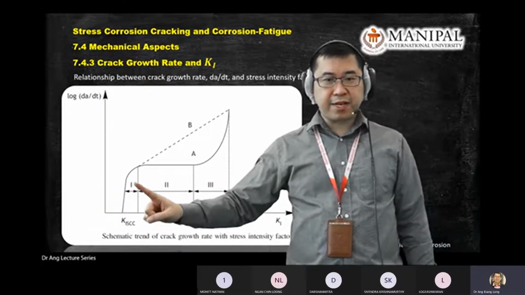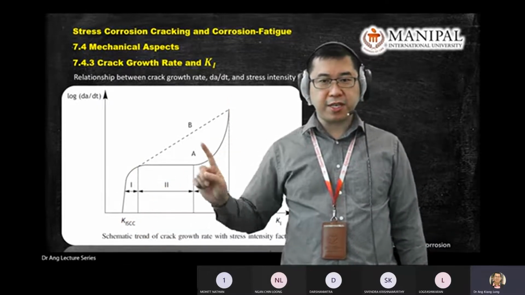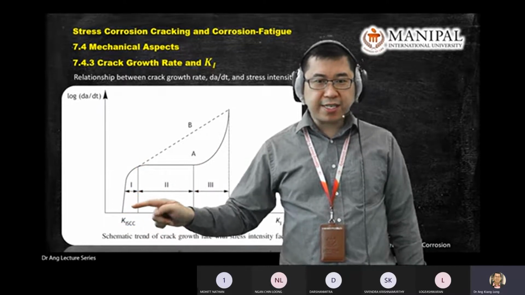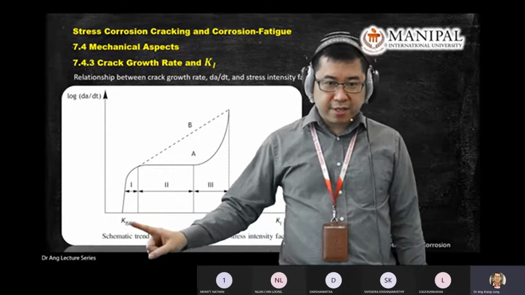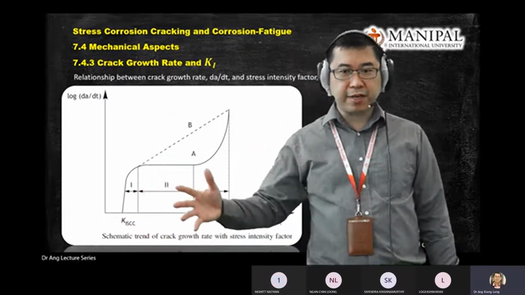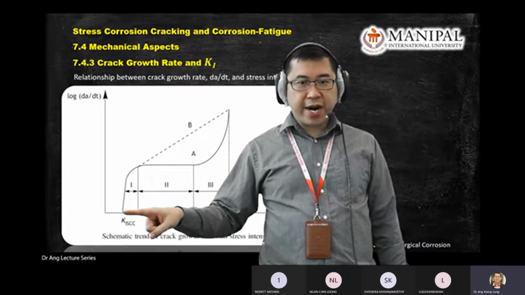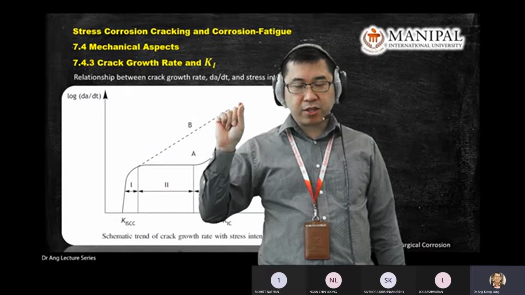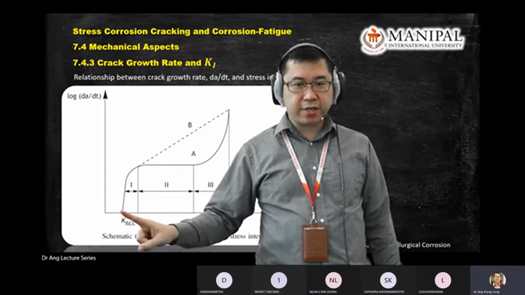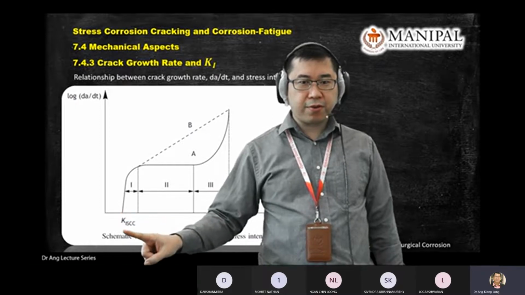Then from the graph itself, this shape will be changing. But as long as the crack starts on the graph, the first point on the graph will be Ki SCC, because this one we study about SCC, right? So as long as the crack starts to move, the crack starts to happen, the value of Ki SCC is registered on the graph, meaning the Ki value here gives you one value here.